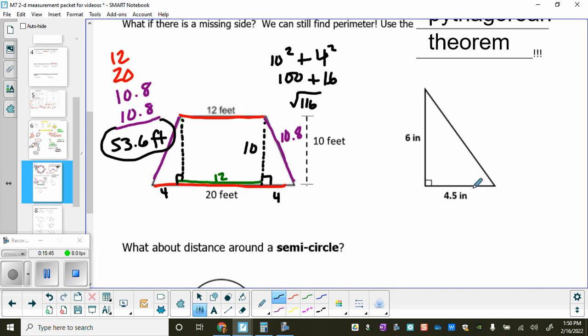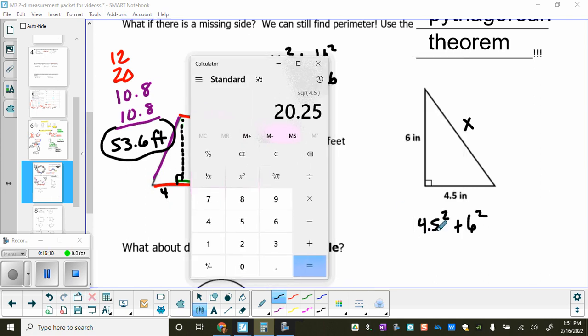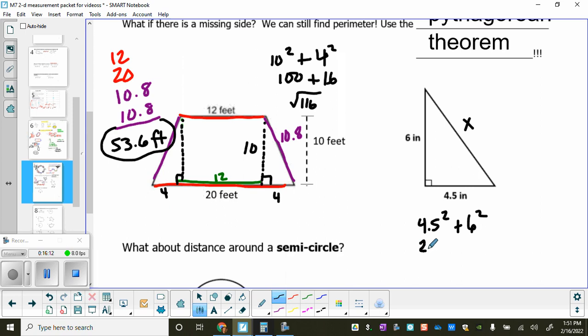All right, now if I have a triangle again, and I want to know the distance around the triangle, I got to figure out this side right here. The good news is we have a right angle, and we've got both legs. So it should be pretty simple to just do the 4.5 squared plus the 6 squared. We'll need a calculator for 4.5 squared. So 4.5 times 4.5 is 20.25. And then we know 6 squared is 36.